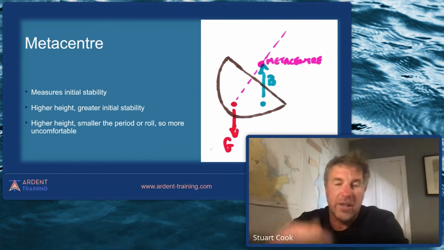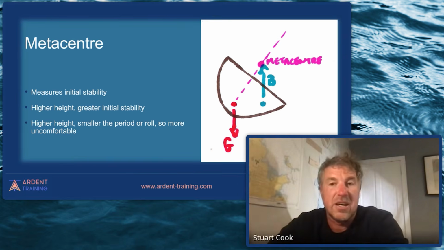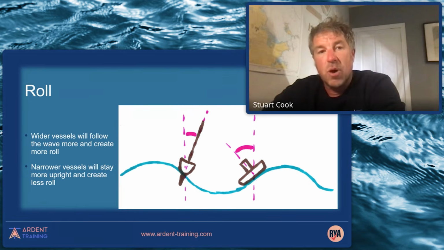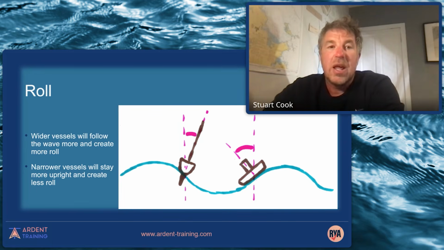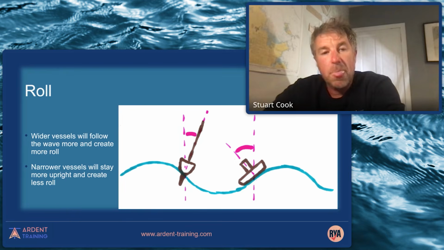And that's where all these calculations come in, and the metacenter is a factor that they use to create that. And this just touches on that a little bit more. Roll. Wider vessels will typically follow the wave, and the wider one has a much greater angle of heel, so it's creating more roll, whereas narrower vessels tend to stay upright, especially if they've got deeper keels, and they'll create less roll. And that's all about comfort.